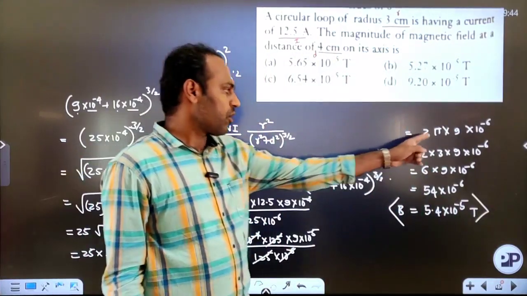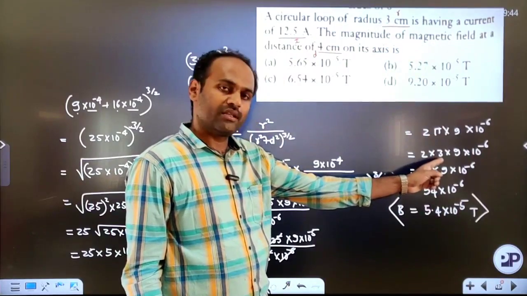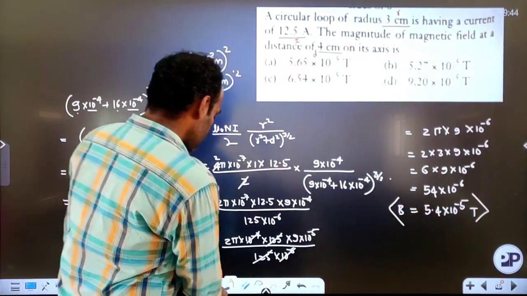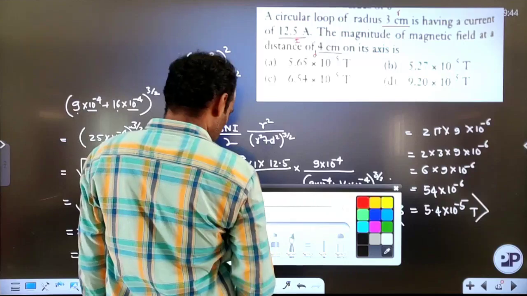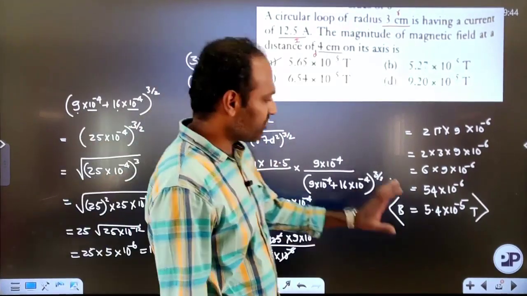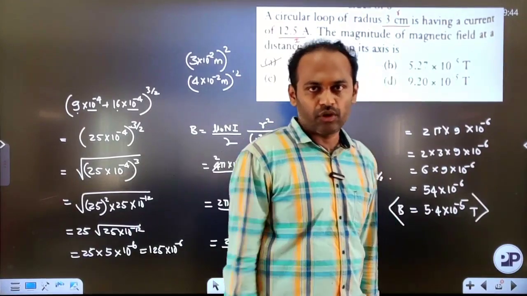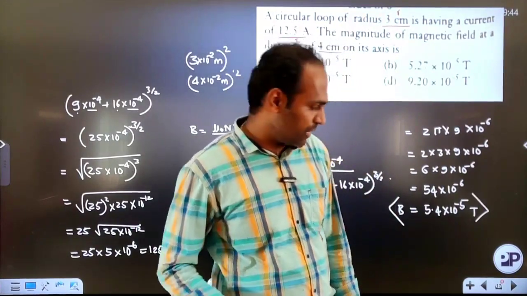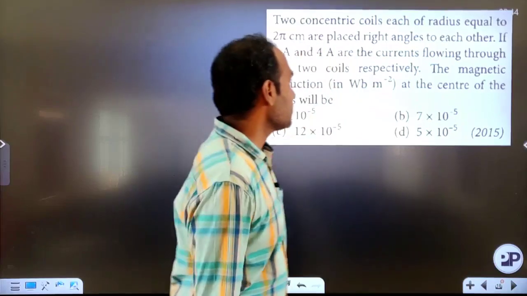Here we have rounded off the value of pi, taking 3.142 as 3. So this much we have got. The closest answer for this is option A. This is how we have to calculate. It is a simple question where we directly apply the formula and solve. Simplification should be fast and accurate. We'll go to the next question.